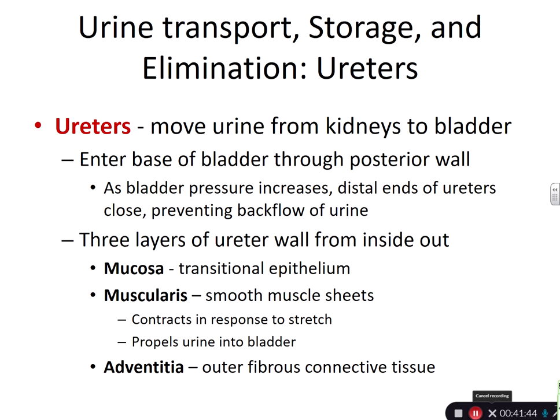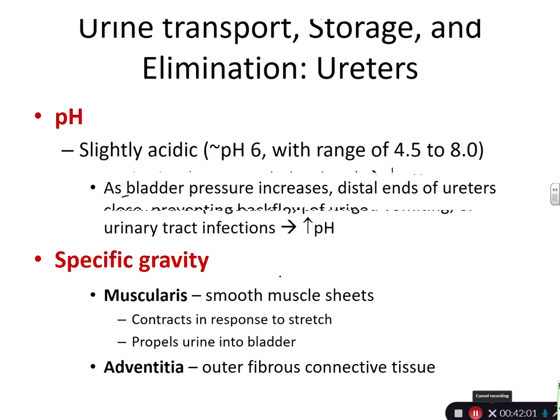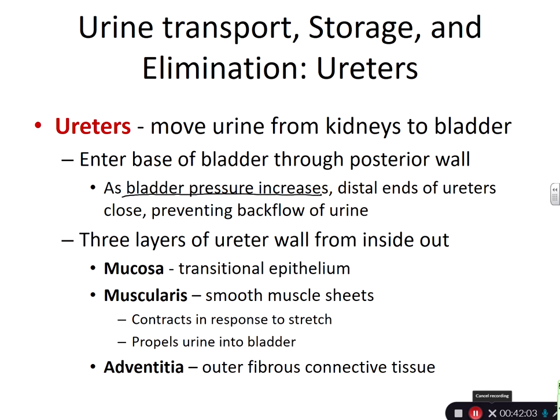Now, once that urine is formed, remember it moves through the minor calyx, the major calyx, the renal pelvis, then it's going to drain from the kidneys through the ureters. The ureters are going to dump into the base of the bladder, kind of on the back side of the bladder. And as the bladder fills up, the pressure in the bladder is going to start to increase.